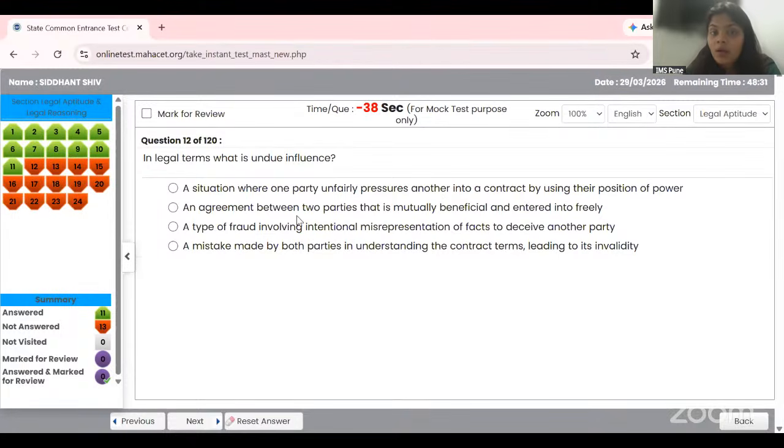Next is, okay, agreement between two parties that is mutually beneficial. It is not mutually beneficial because undue influence is a concept given under free consent, where the consent is not freely entered into, where one party is influenced, where the authority is misused by the other party, right? Then the other option is talking about fraud. Again, it's not a question of fraud. Here it is influence. Here it is abuse of power, right? And last is mistake. So it's not a mistake. So the correct answer here would be A.